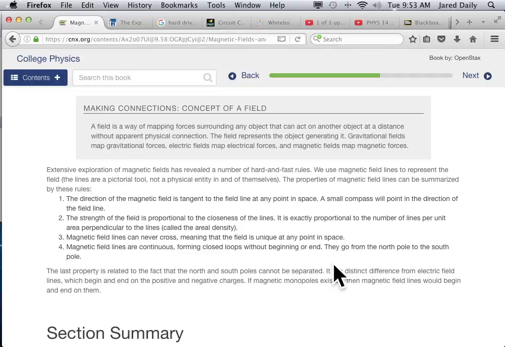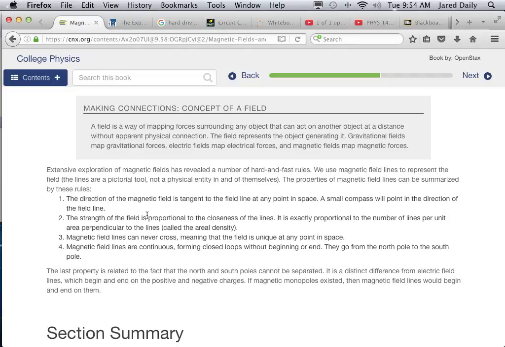And here they give you some rules for that. The direction of the magnetic field is tangent to the field line at any point in space. So magnetic field lines never cross each other. They also say that right here. Magnetic field lines never cross. They're always continuous. They're always closed loops.